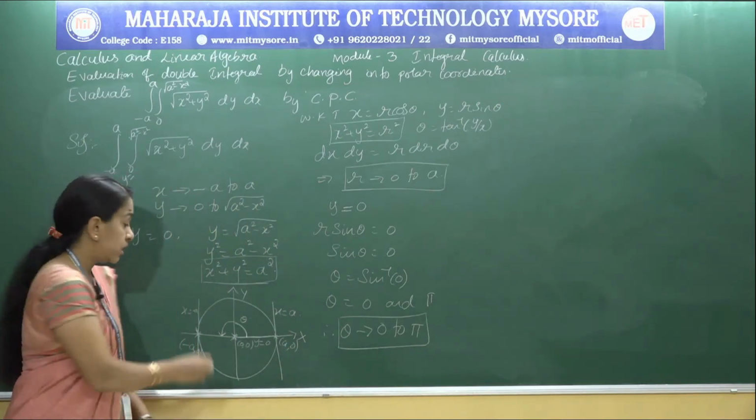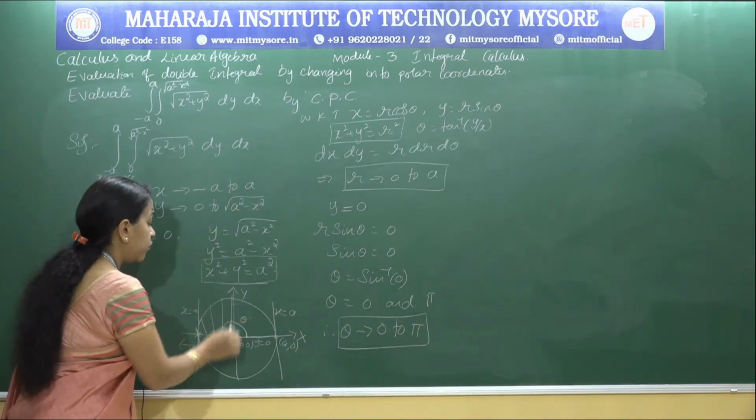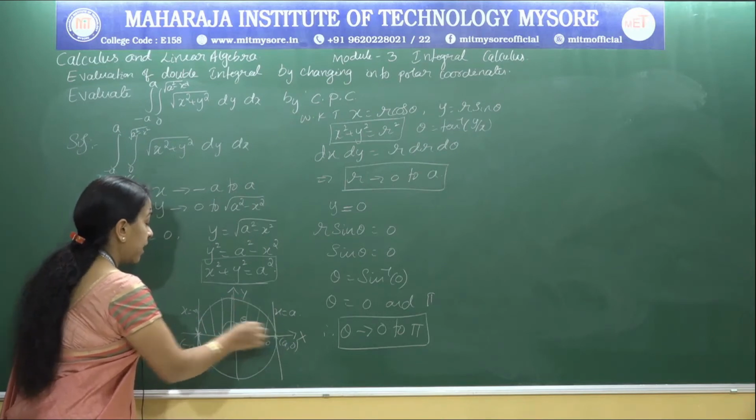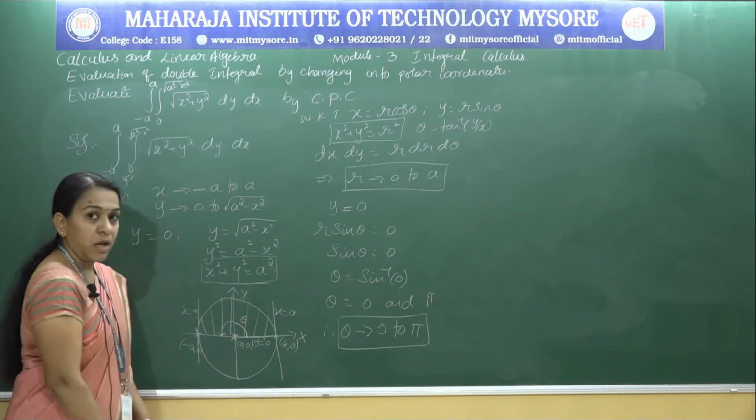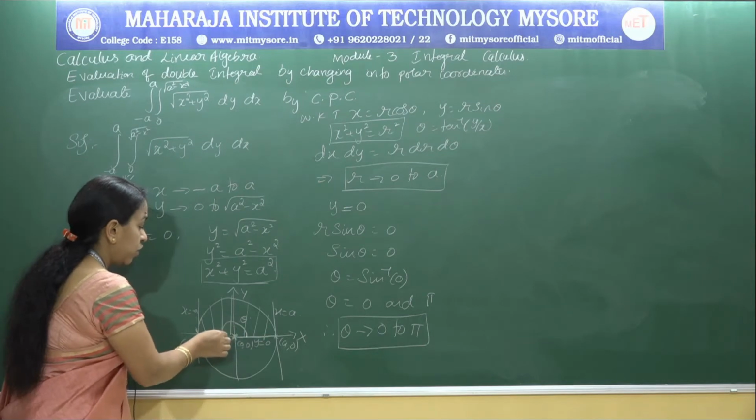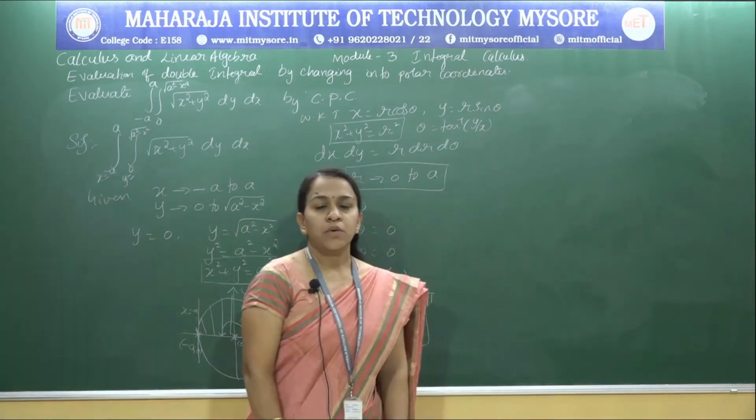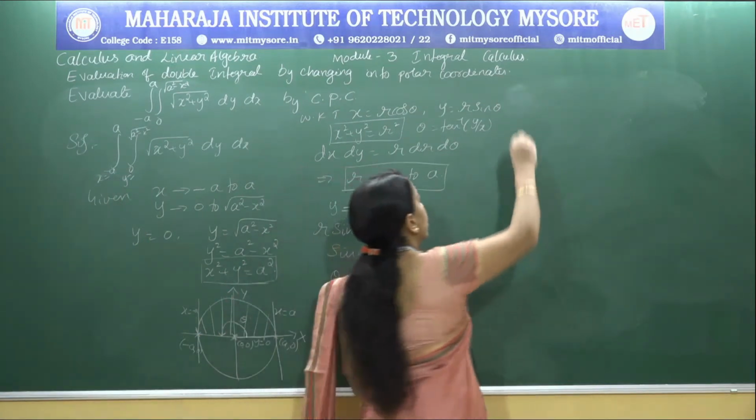Why do we consider that? Because the given bounded region is this part at x equal to minus a to a, therefore theta varies from 0 to pi. Now consider the given double integral.